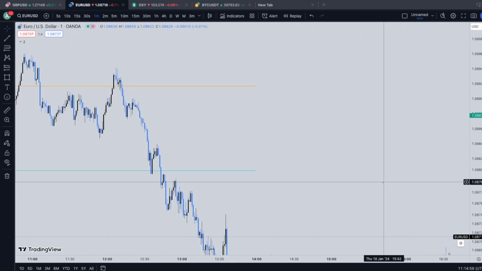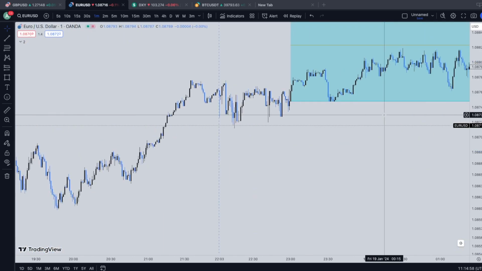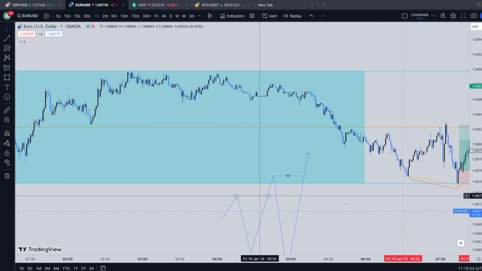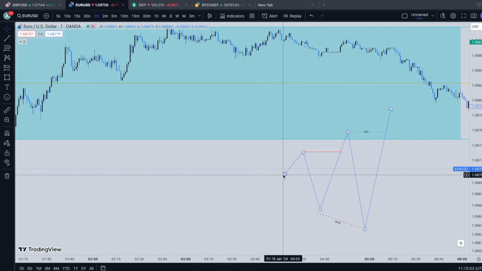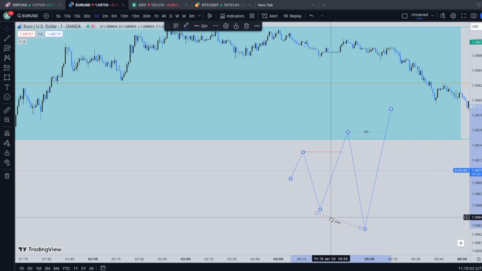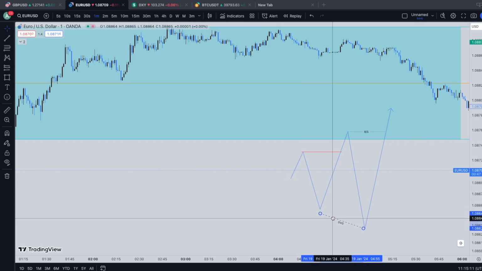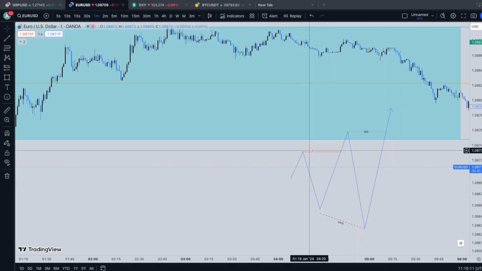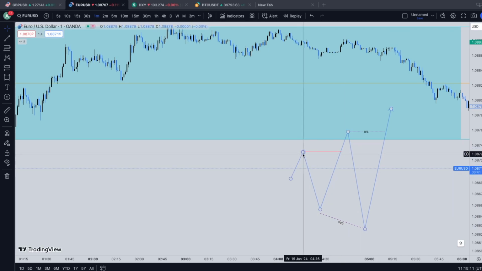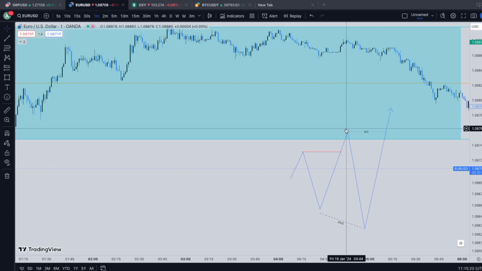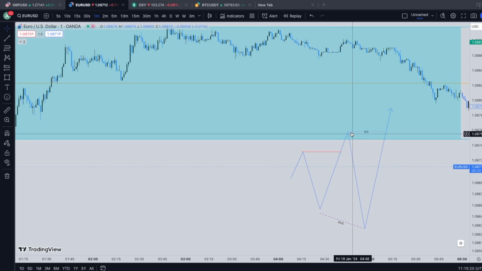Okay, so moving on to the second example now, guys. What can we see? Again, let me break down this annotation before we get into the price, so you understand what we're looking for in this entry model. We have a fake BOS, so price has created a low, lower high, lower low, and then a new high. From this, that is classed as our fake BOS.